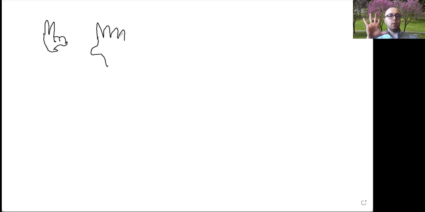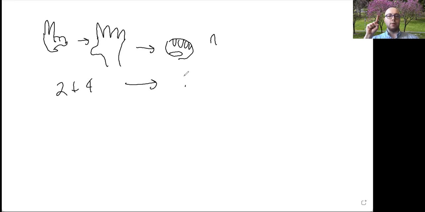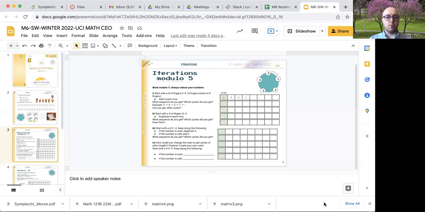And five is the same as a closed fist: your hand is open, and if you add one more finger, you have to close your fist, and then if you wanted to add one more, you add one. So if you do 2 plus 4 fingers, you get 1 finger, because you take away the 5.